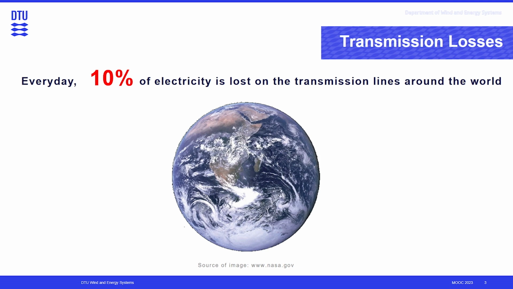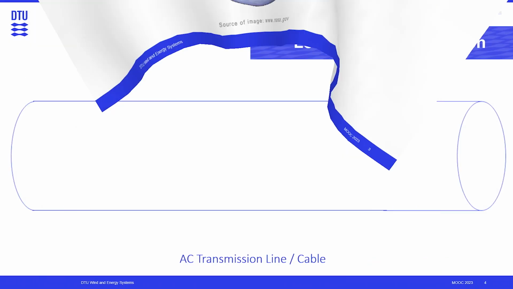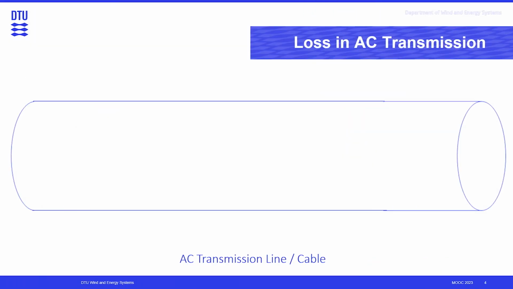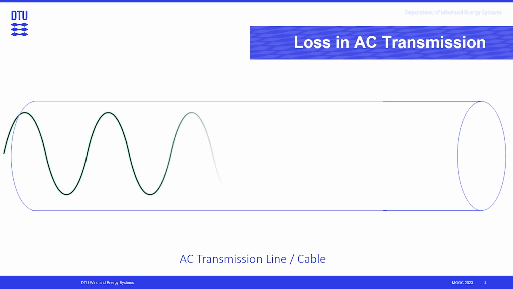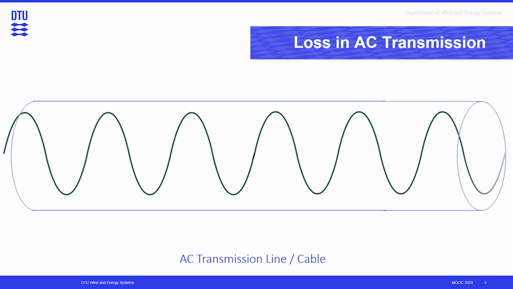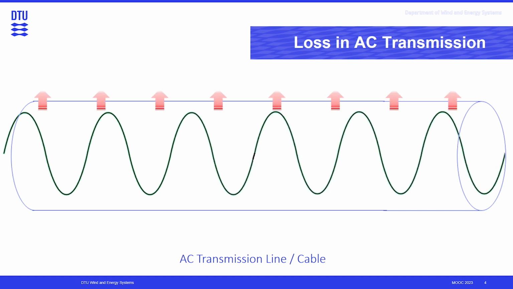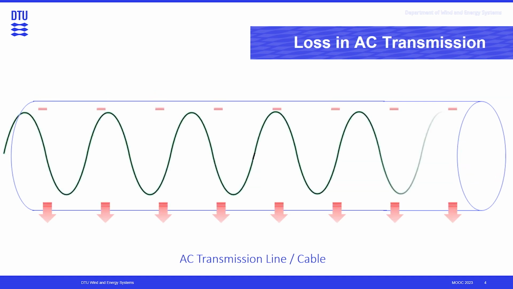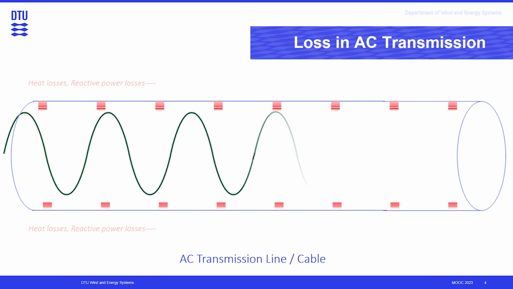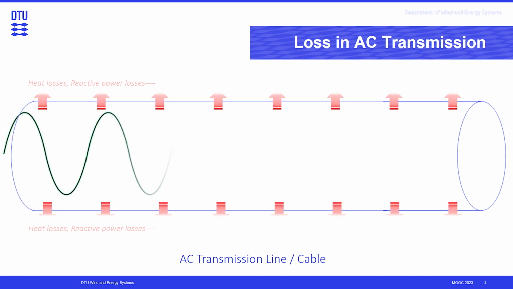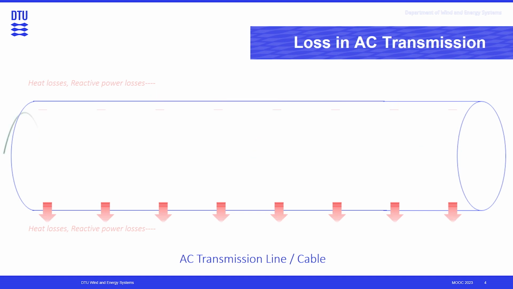So, why is that? Imagine this is a simplified model of an AC cable, and this is how the electricity current runs through the cable. You can see the magnitude changes all the time. Due to this changing nature of the AC current, there are a lot of heat losses as well as reactive power losses.